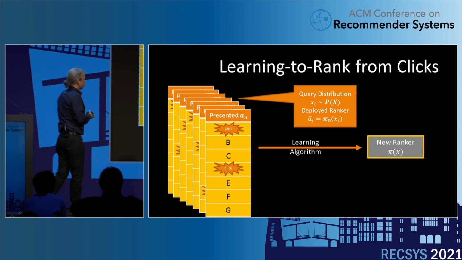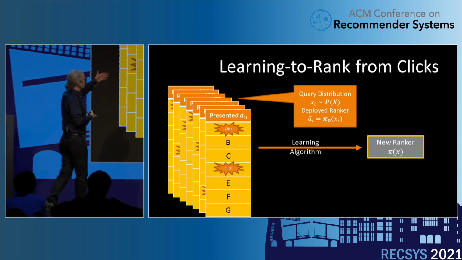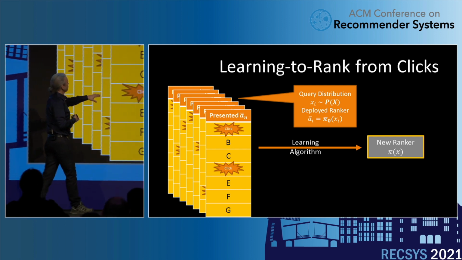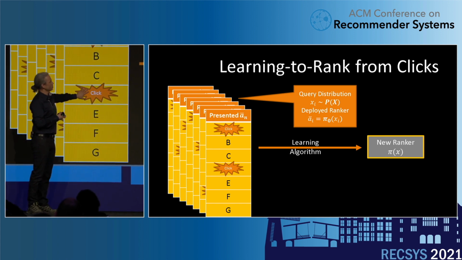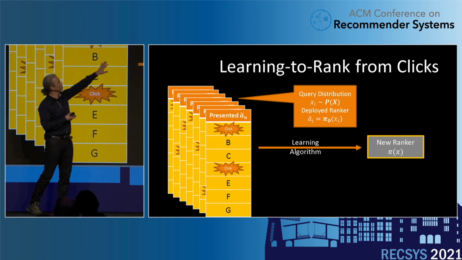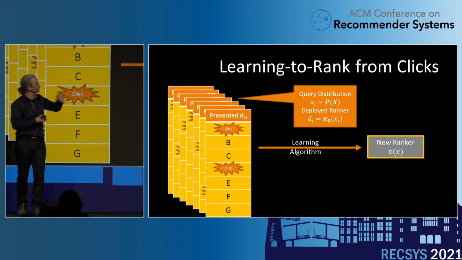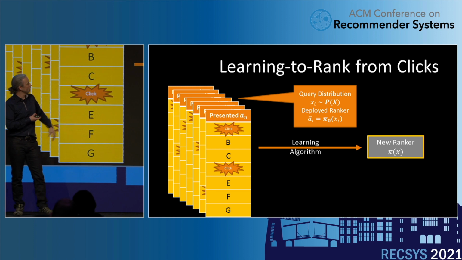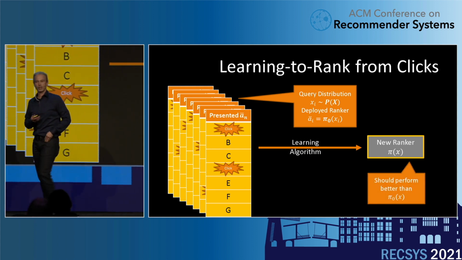So when you're doing learning to rank, typically you have click data that looks like this. You have presented a particular ranking here, and then you've seen the user clicked on this and clicked on that, right? So you have a production, you have queries coming in, these are a P of X. You have a deployed ranker that gives you rankings. That's pi null, and you want to learn a new ranker that hopefully does better than pi null.